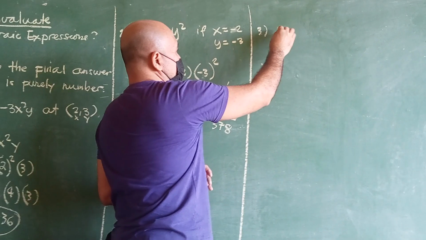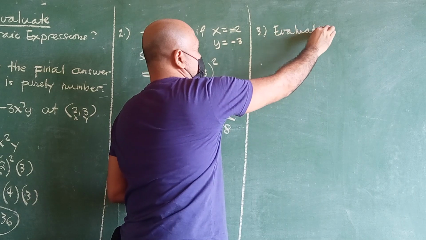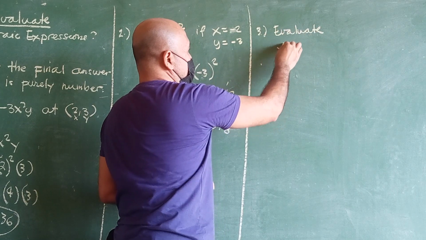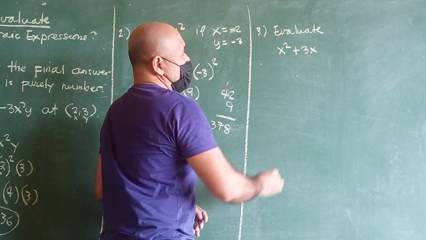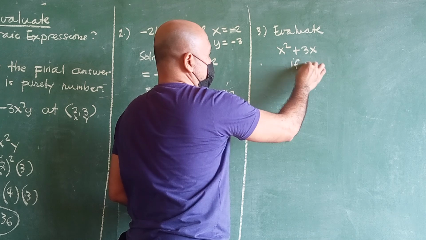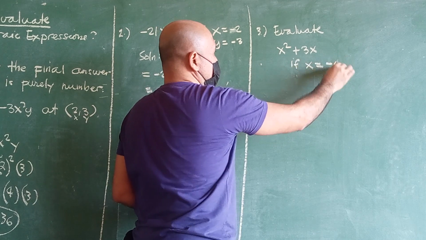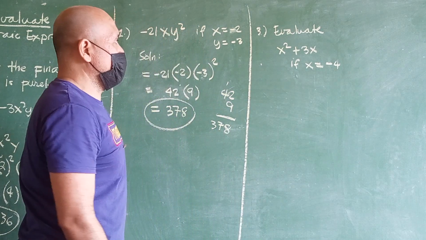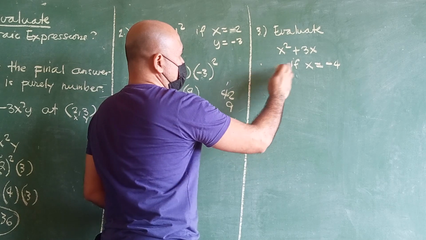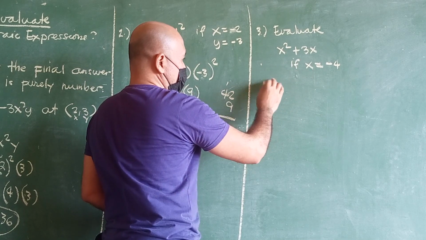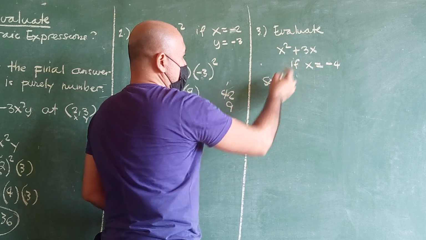For example, we have: evaluate x squared plus 3x if x is equal to negative 4. Okay, so the same process, just in your solution, substitute the value of x in the given expression.